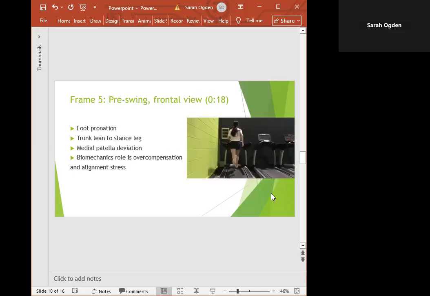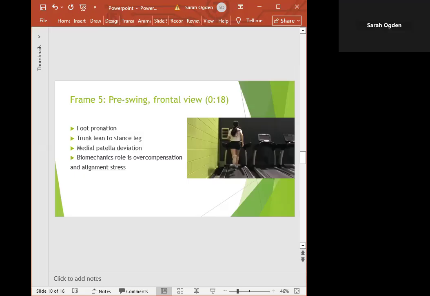Moving on to frame 5. So I've chosen the pre-swing in the frontal view. It's 18 seconds into the video, as you can see there in the image. So in the pre-swing, just before the foot leaves the ground, you can further see the foot pronation and a slight trunk lean towards the stance leg. And the patella is slightly medially displaced. And the body is shifting weight in preparation for the next stride.